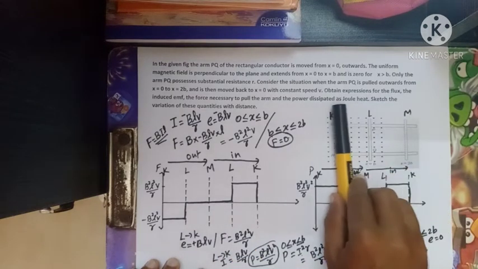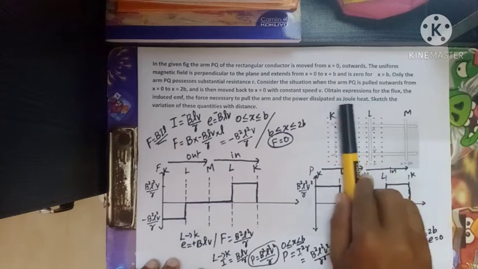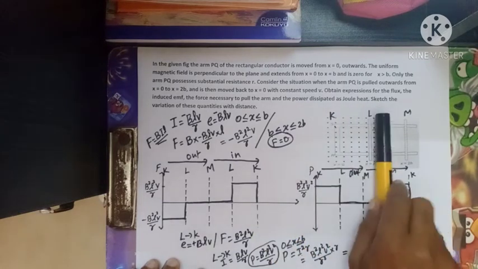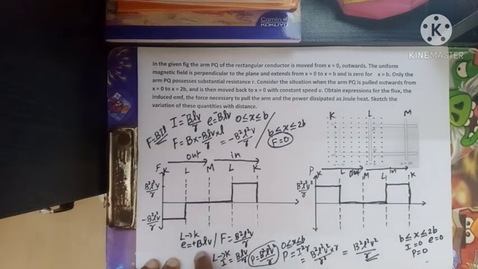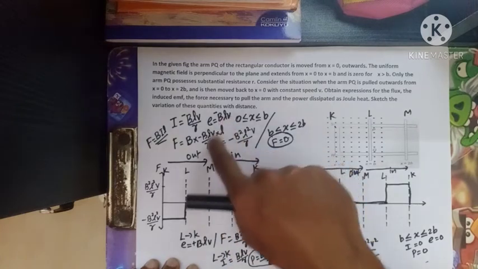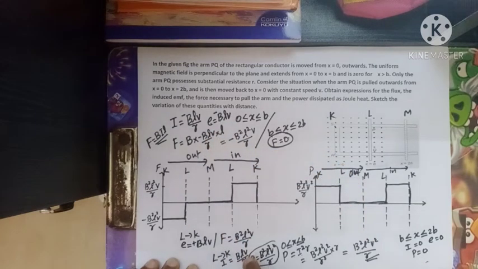Now L to K, what happens? L to K we need to find the force. See, L to K we have induced EMF having a value of BLV. If it is BLV, what is current? Here we had a minus BLV by R, here we have plus BLV by R. This is current. Then what is power? Power is equal to I square R.